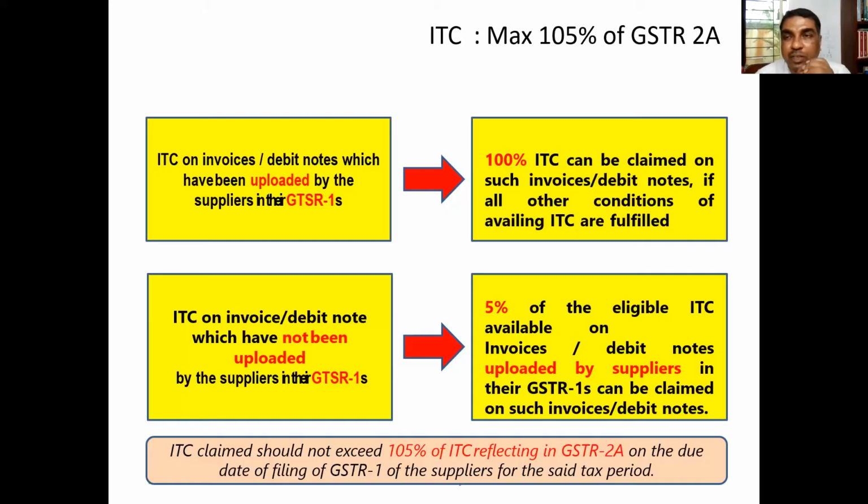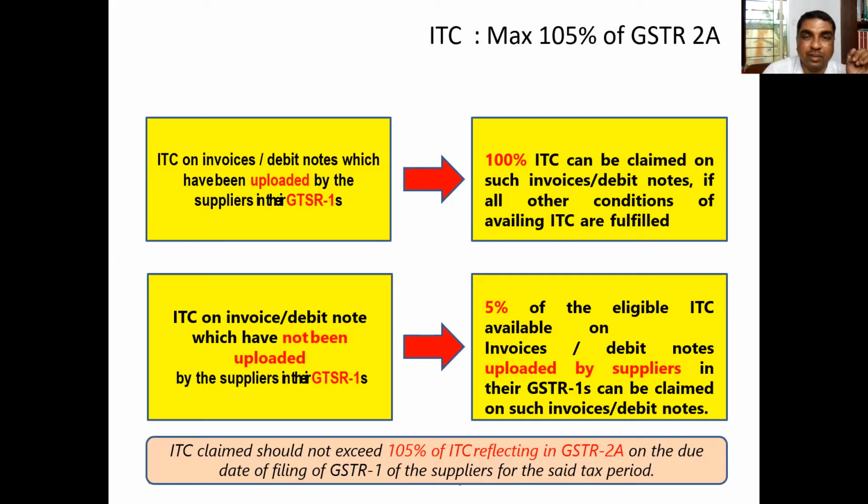To explain that concept, you can use this picture. This chart says ITC on invoices or debit notes which have been uploaded by the supplier in their GSTR 1, you can avail credit 100%. But for ITC relating to invoices which are not uploaded, how much are you eligible? 5% of the ITC available on uploaded invoices. So the uploaded invoices are the basis on which we decide how much credit is allowed.